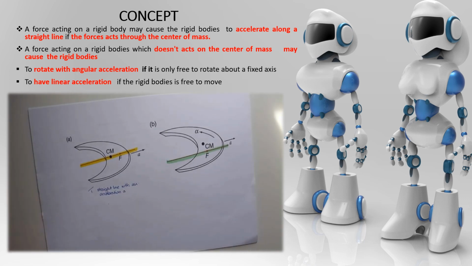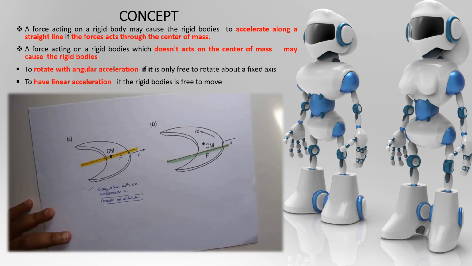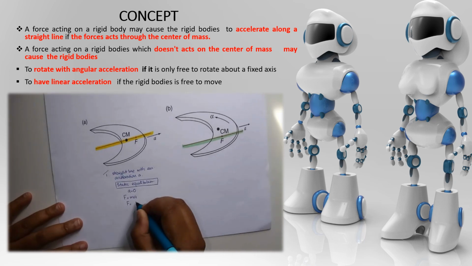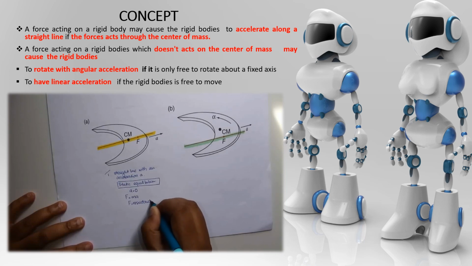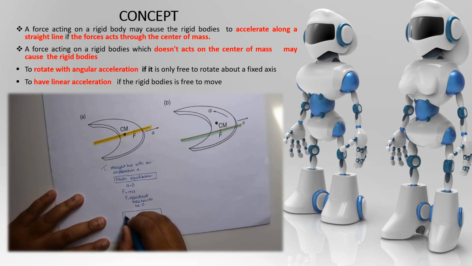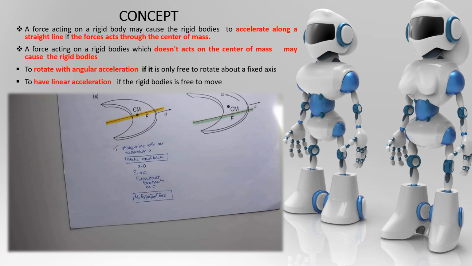a. So if I want to make this object be in static equilibrium, what must I do? a has to be 0. That means F equals ma, so F, which is the resultant force, has to be 0. So that means no resultant force acts on the body.